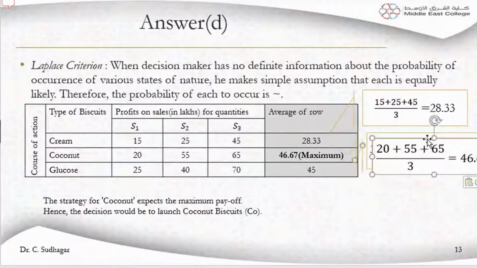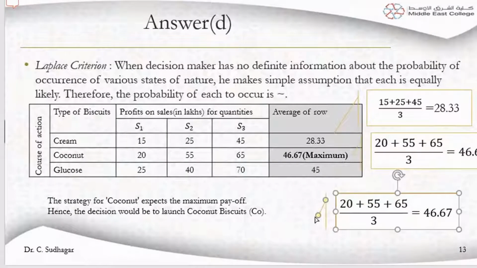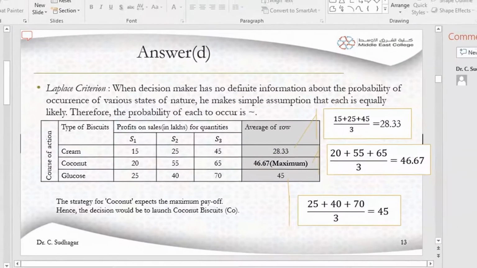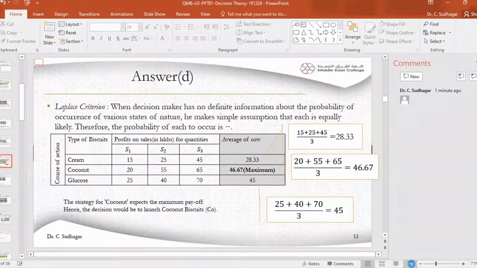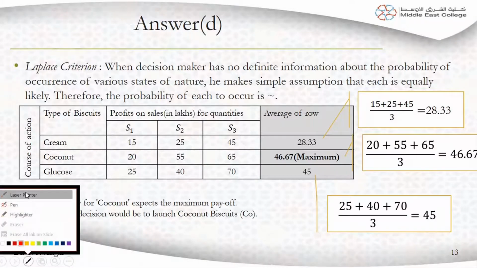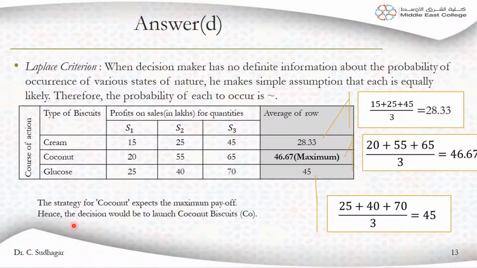For the third one also, we take all three values and find the averages. In the Laplace criterion, first find them like this, then out of all these three values, always choose the maximum one. Here the maximum value is 46.67. 46.67 corresponds to coconut biscuits. So the decision would be to launch coconut biscuits. That is the decision for us.